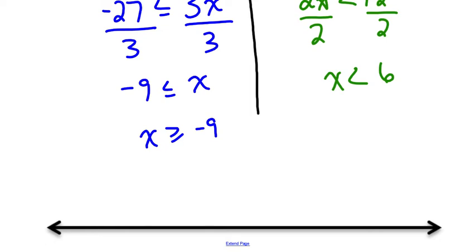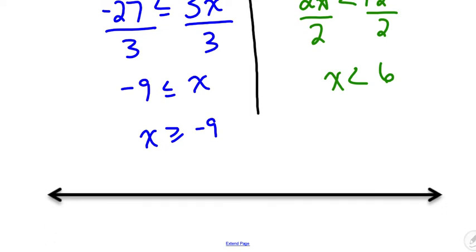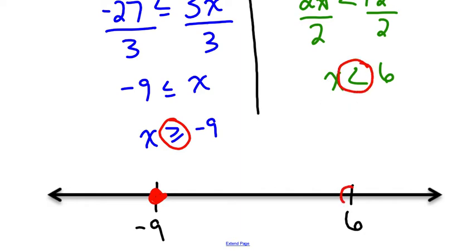All right, now, how do we represent this? Well, just like we did in the last one. I'm going to put the smaller number on the left, which is negative 9, and the bigger number on the right, which is 6. What kind of inequalities do we have? Well, this one is greater than or equal to, which means at negative 9, I'm going to put a filled-in circle. This is just less than 6, so at 6, I will put an open circle and shade in between.